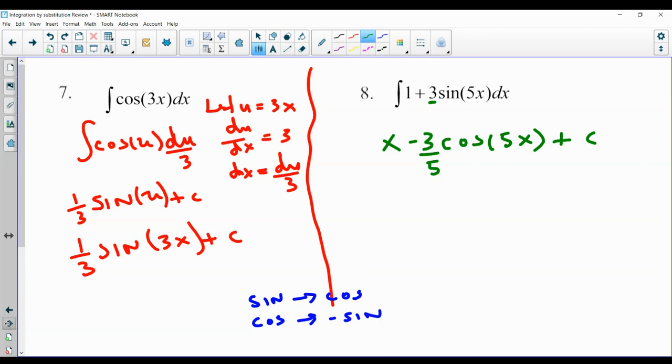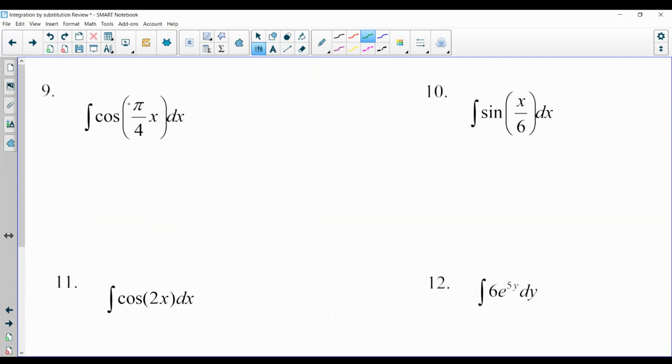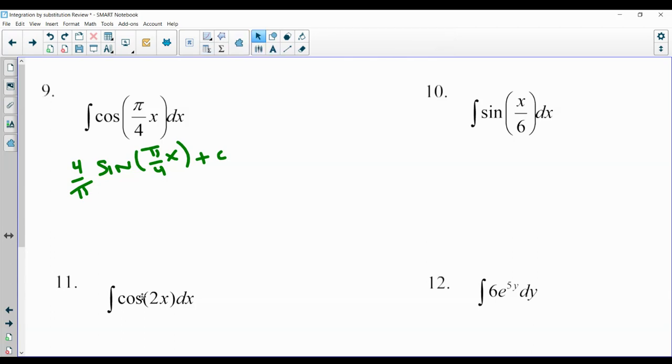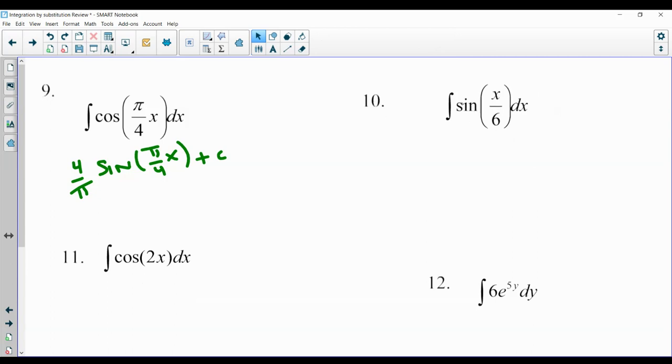Okay, moving on. Shall we keep doing these? I'm going to do all these kind of fast. All right, so cosine, we decided, turns into sine. But I'm off by how much? I'm off by the reciprocal, which is 4 over pi. Let's do that game again down here. Sorry, I like it to look good.